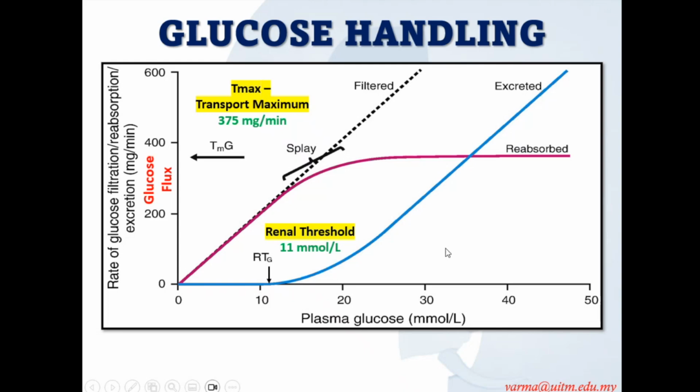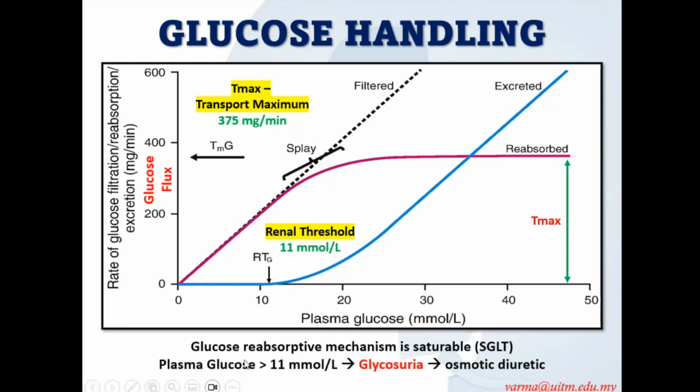So if they ask you what is the glucose handling by kidney, when the serum glucose is more than 11 millimole per liter, a renal threshold of 11 millimole per liter is achieved, where the transport maximum of 375 milligram per minute is already achieved. Whatever glucose is being filtered beyond this limit will not get reabsorbed, it will get excreted. So you can see this line. Beyond that renal threshold, transport maximum achieved, so whatever is being filtered will get excreted.